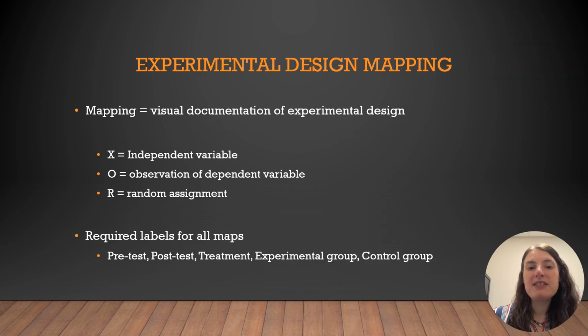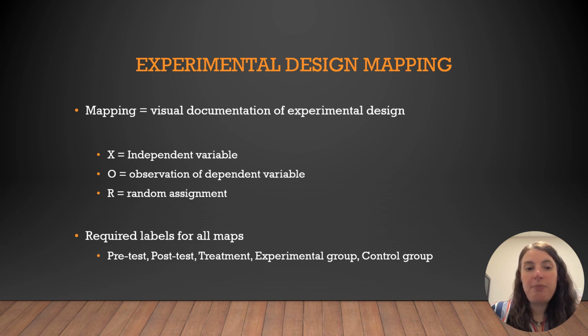Now I want to move us into a discussion about the different types of experimental design. These are going to be really important to understand and to be able to identify, as the type of experimental design has multiple implications for the reliability and the validity of the conclusions. To help you understand the specifics of each experimental design, I'm going to use a mapping technique that helps you visualize the different components.